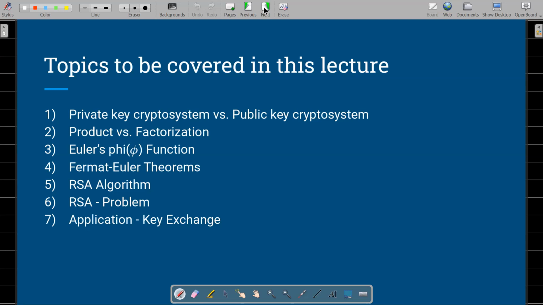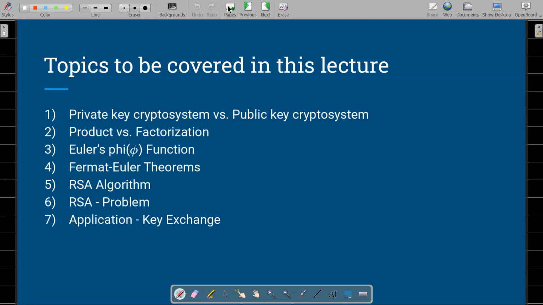And lastly, learn the RSA algorithm. If time permits, we'll do the RSA problem and, as an application, key exchange. So that's the plan for this lecture.